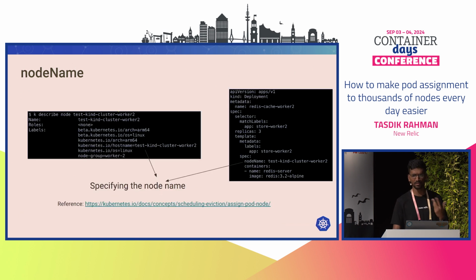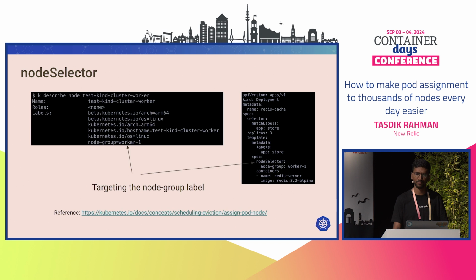So let's look at one of the constraints which Kubernetes provides for scheduling. Node name, straightforward. There's a node which we have, and the label which we have present is the hostname which we are going to use. So test kind cluster worker 2. In the specification of your application, you're just going to use the same. Simple and straightforward.